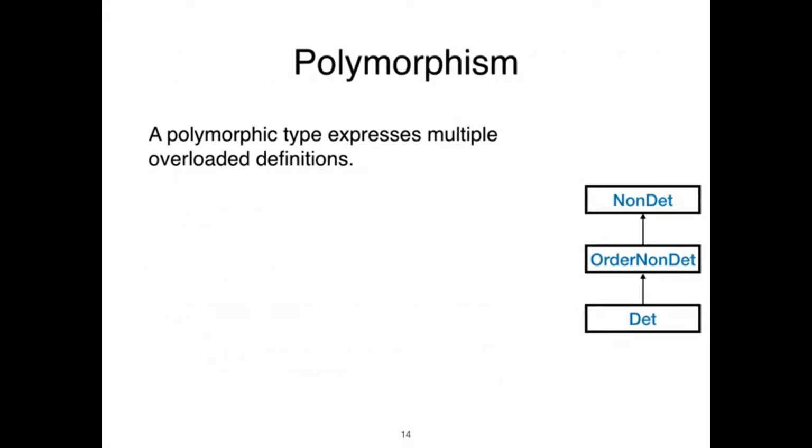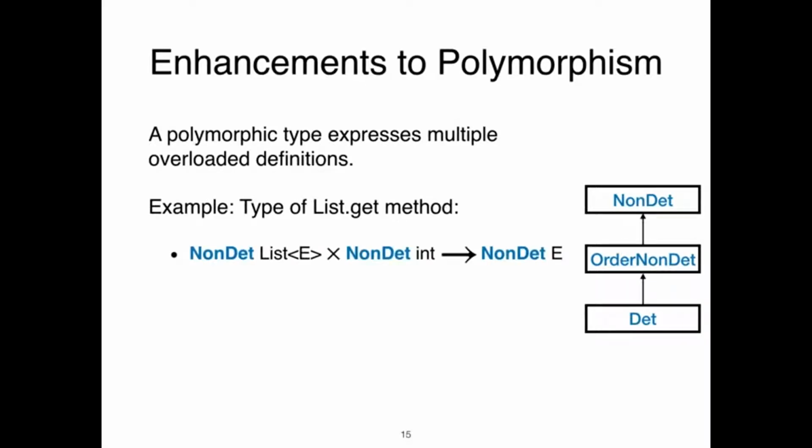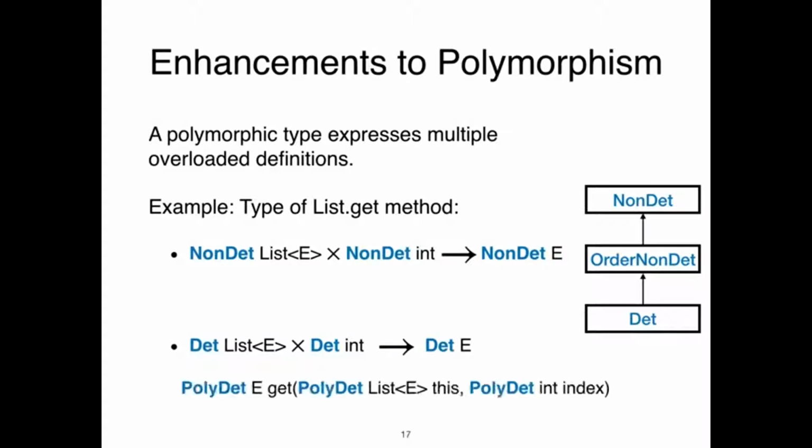The approach described thus far is sufficient to prove soundness guarantees. The next part of this talk describes how we improve precision by enhancing polymorphism. A polymorphic type expresses multiple overloaded definitions. For instance, calling list.get to access an element from a non-det list returns a non-det element. Accessing an element from a det list at a det index returns a det element. These facts can be expressed by a polymorphic type, which is called polydet in our type system.